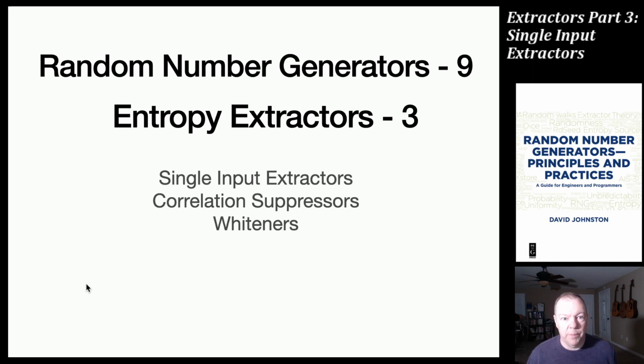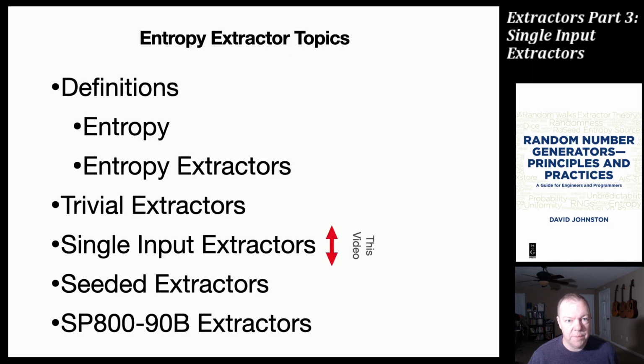But here we are, and we're going to cover single input extractors, correlation suppressors, and whiteners, or debiasers, and not necessarily in that order. So let's get on with it.